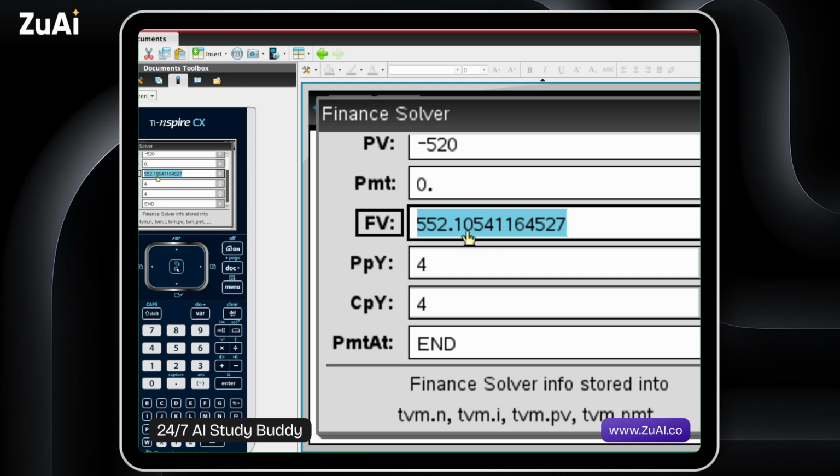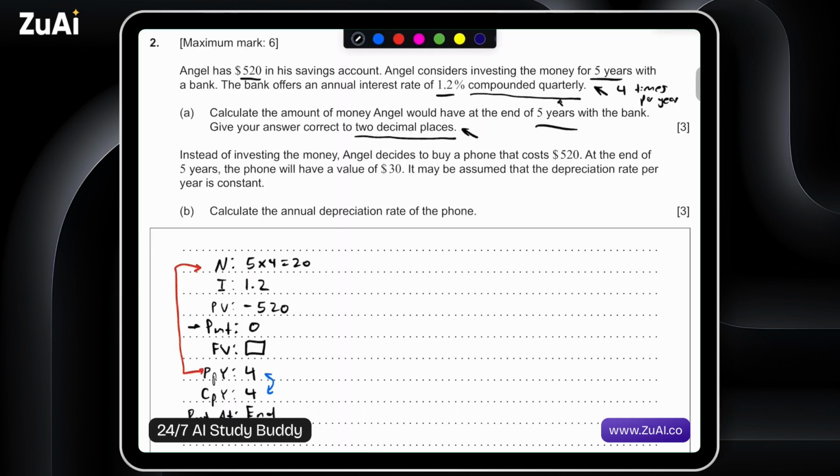So they asked us for 2 decimal places. We'll have to be mindful of that. So 552.11 in this case. Alright, let's go back to the document and write this out.